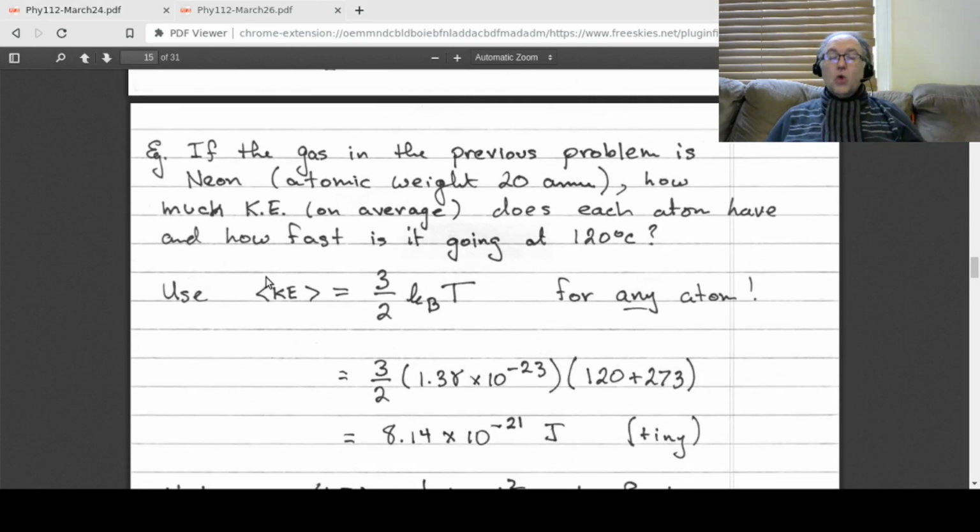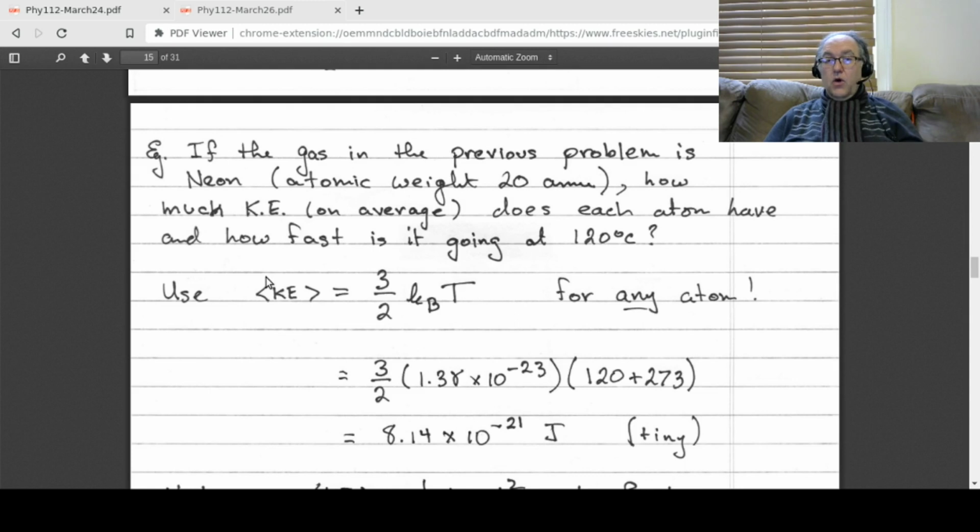Now don't lose sight of the fact that temperature is this average kinetic energy. And so I've got another example here where we're actually going to be able to calculate how fast those particles were moving. Okay, so here in this example, I say if the gas in the previous problem is neon, and neon has an atomic weight of 20 AMUs. Now, if you don't know what that is, I'll discuss that as I solve the problem. But if we're working with neon with atomic weight 20 AMUs, how much kinetic energy on average does each particle have? And how fast is each particle going at 120 degrees Celsius?